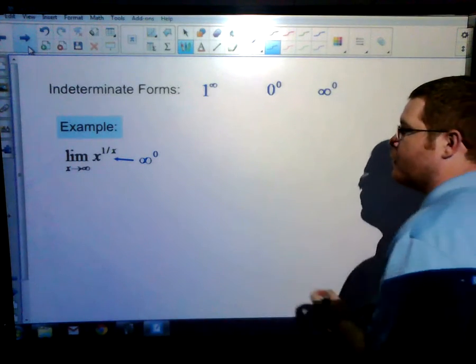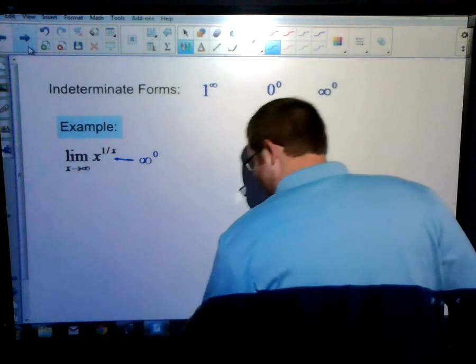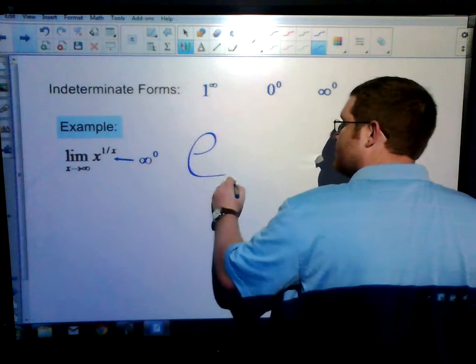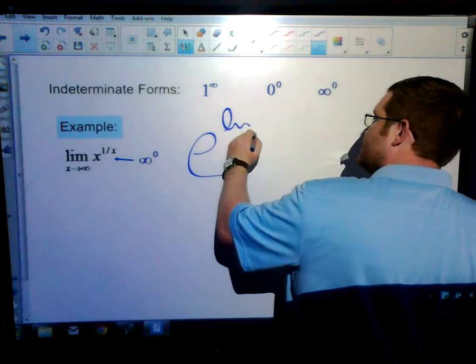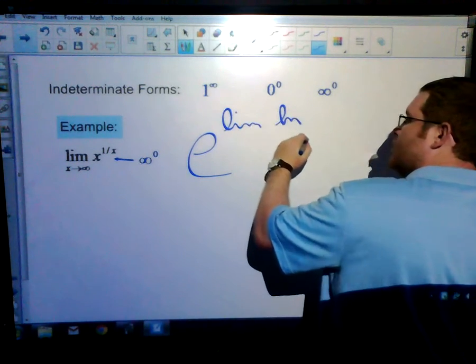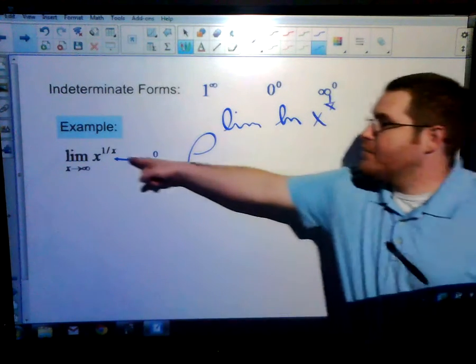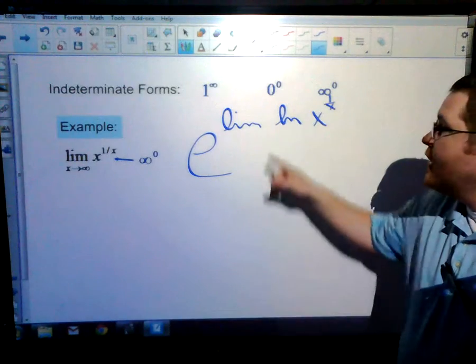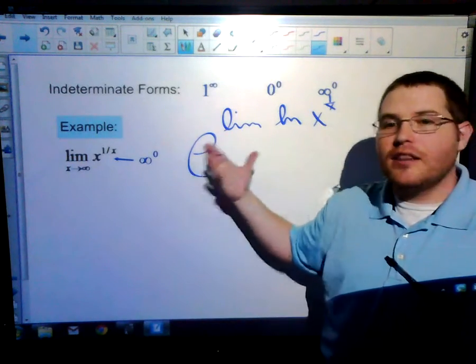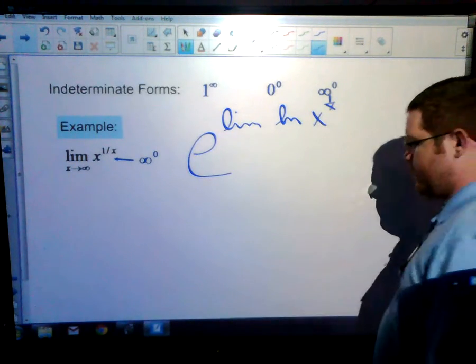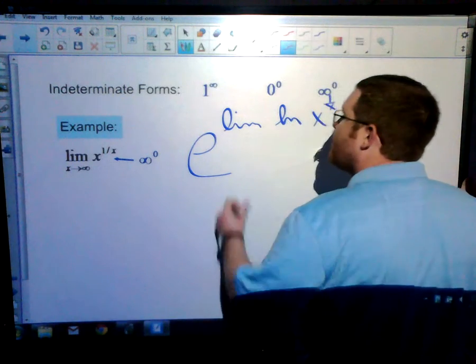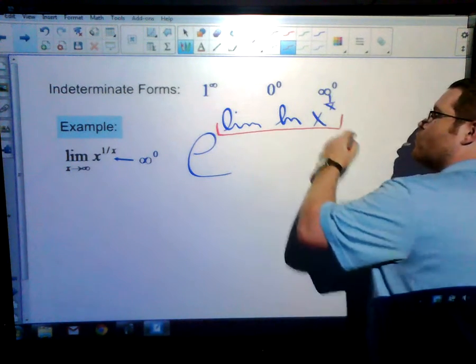So let's rewrite this problem. I want to do e to the limit of the natural log of x to the 1 over x. This is the same thing as this. Why? I put a natural log and an e in there. They cancel each other out, so it's the same thing. For this problem, I'm only going to look at this part right here.